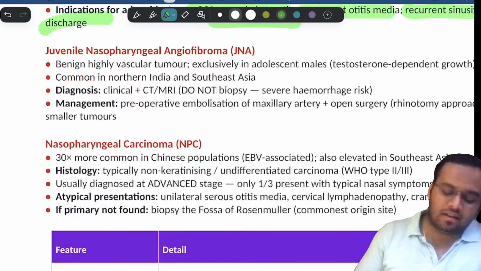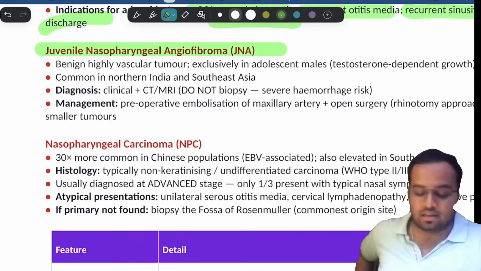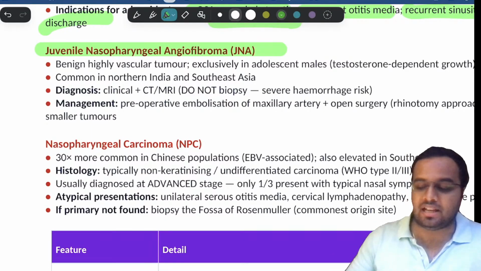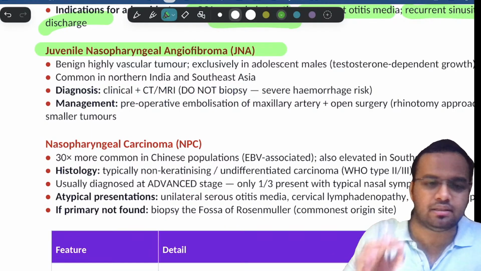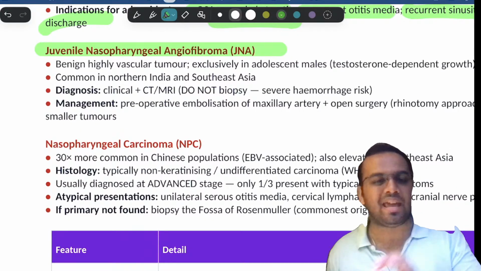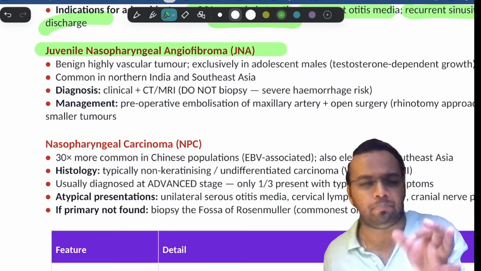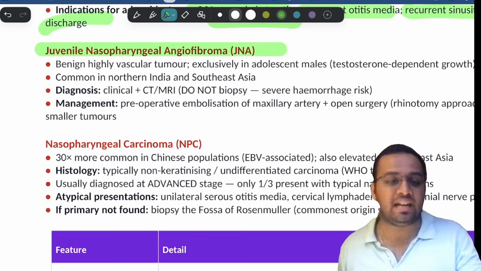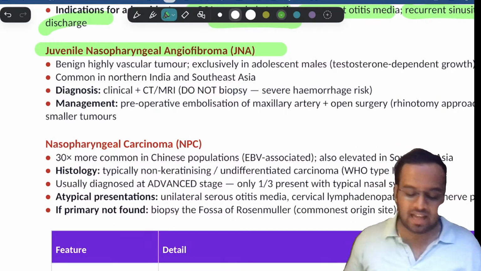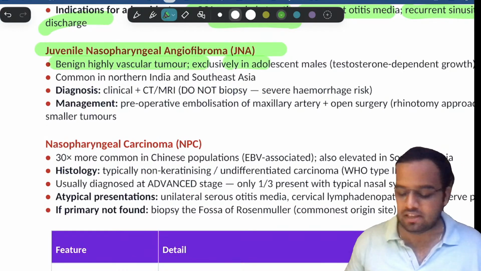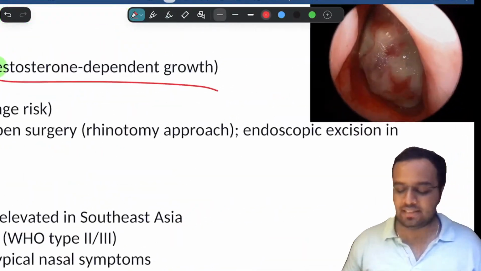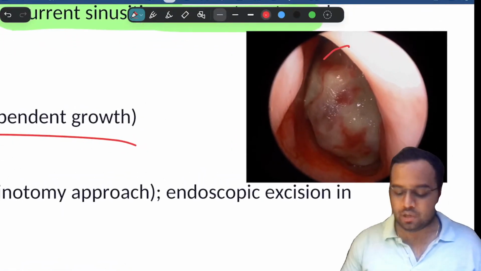Sir, tell something in 4 lines about juvenile nasopharyngeal angiofibroma. So this is typically a condition which is typically seen in young juveniles. So what do you mean by that? It is typically seen in young males. So a child who is pre-pubertal or post-pubertal male child, he is going to see it predominantly because it is influenced by testosterone. So it is a benign and highly vascular tumor, and exclusively in adolescent males, it is having testosterone dependent growth. So if you can see this in the nasal cavity, this is the tumor which is protruding.